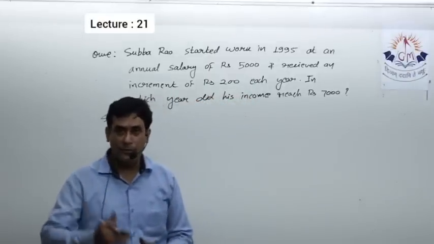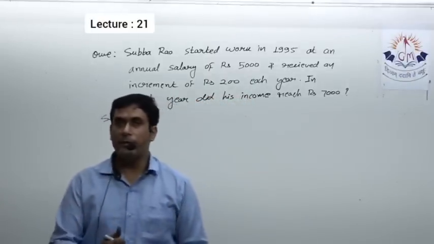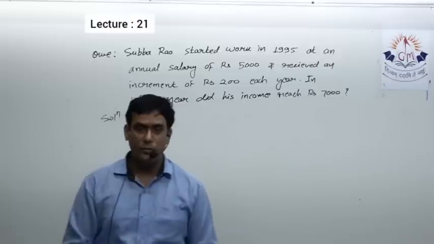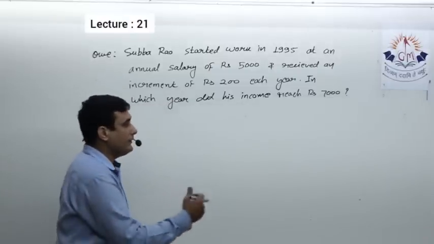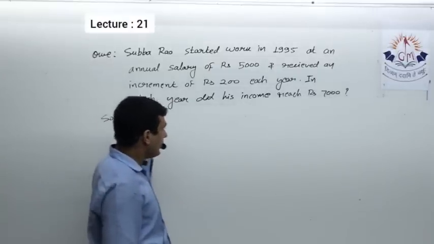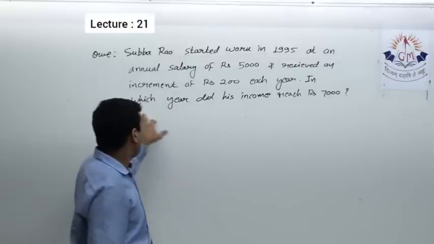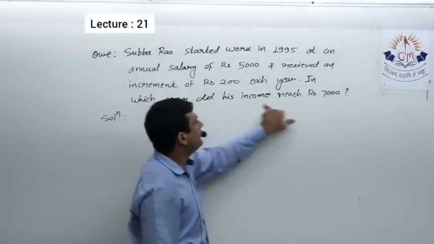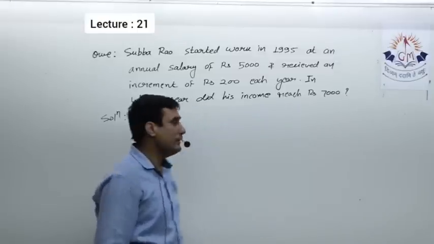A, that is the first term or the first salary, is 5,000, and he received an increment of rupees 200 each year. That means in the first year he is getting 5,000, in the second year he will get 5,200, in the third year he will get 5,400. So this gives you an AP. And what we have to find is, in which year did his income reach rupees 7,000.